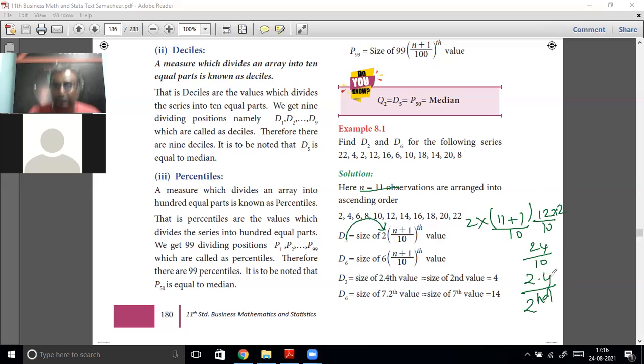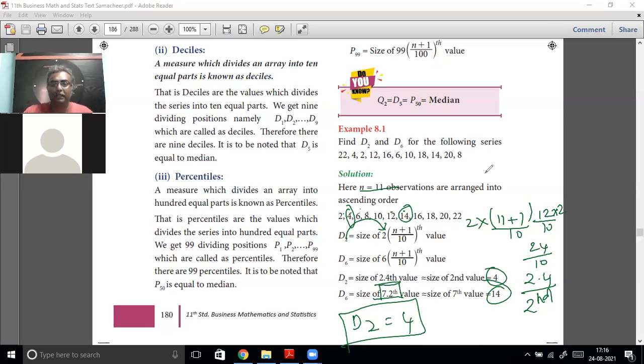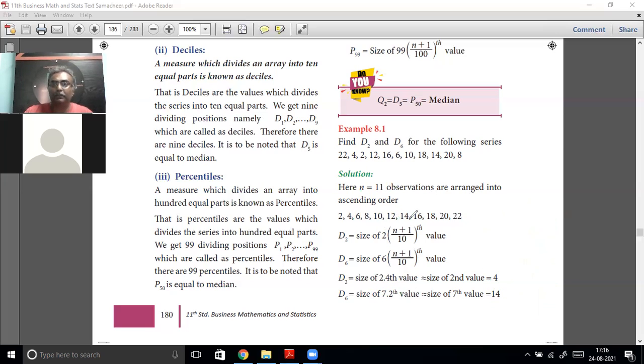So the second item. What is the 2.4th item? The value of the second item is 4. So D2 is equal to 4. That's how you find it, very simple. In the same way, the size of D6 is the 7.2th item, so the 7th item. What is the 7th item? 1, 2, 3, 4, 5, 6, 7: 14. 14 is the 7th item. This is the way you find it. Very, very easy to do. Only thing is, make sure you arrange in ascending order before you start off.